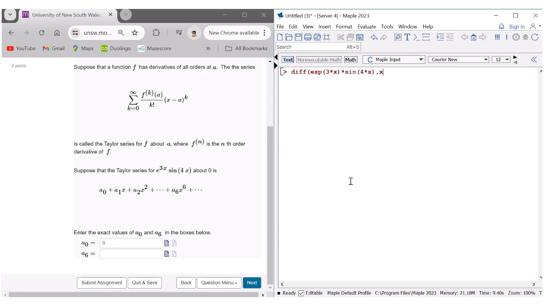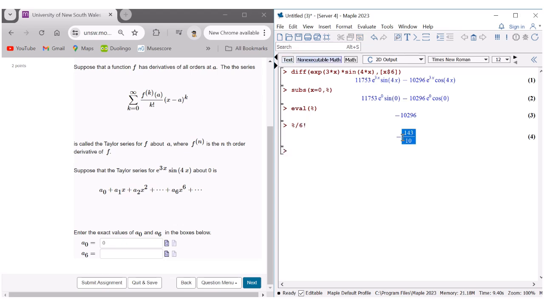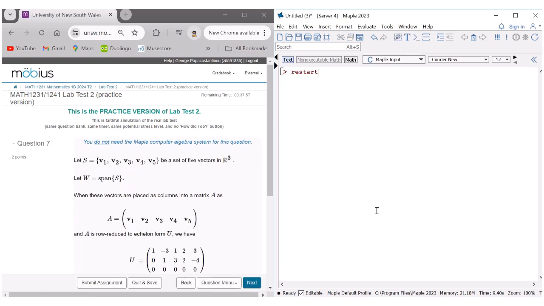And then should be the sixth derivative, and then substitute zero for the above. Evaluate. And then should do 6 factorial. So it should be this. Negative sine. Okay.